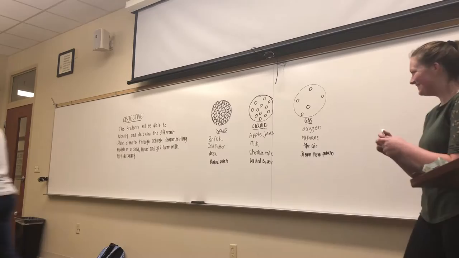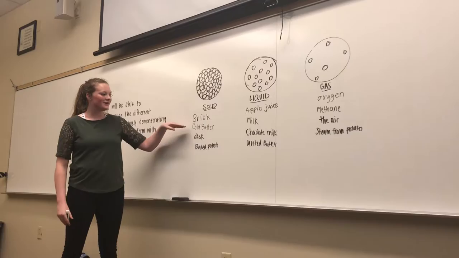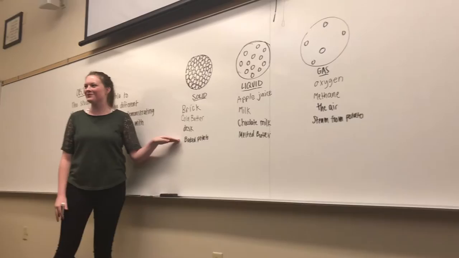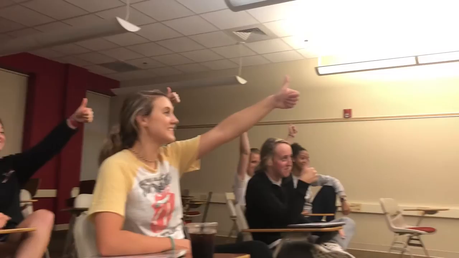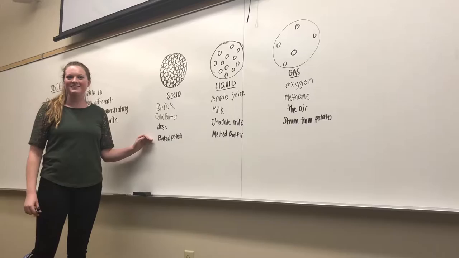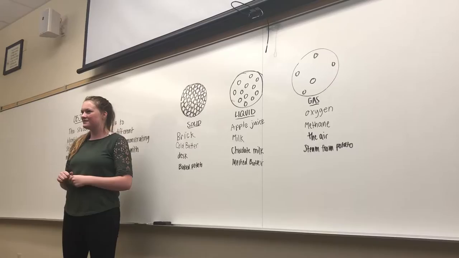A solid is a brick, cold butter, desk, and a baked potato. Does everyone agree with these answers? Give me a thumbs up. Yes. All right. Awesome. So these are all solids. And can anyone tell me again why these are all solids? Give me one reason why they are all solids. Amelia: They are not easily compressible.